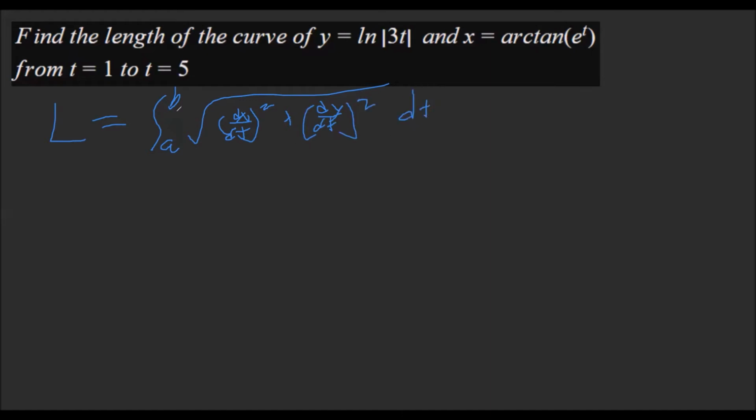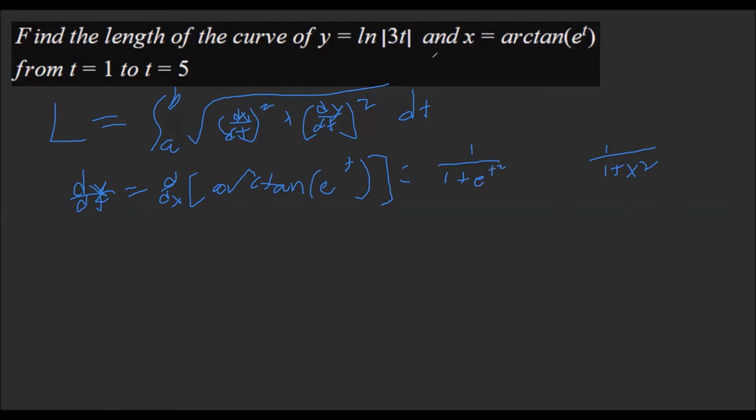Okay, so let's start off by finding the derivative of x. That's equal to the derivative of arctan e^t. Now, the derivative of arctan x is 1 over 1 plus x squared. However, in place of x, we're going to use e^t. So this is equal to 1 over 1 plus (e^t) squared.